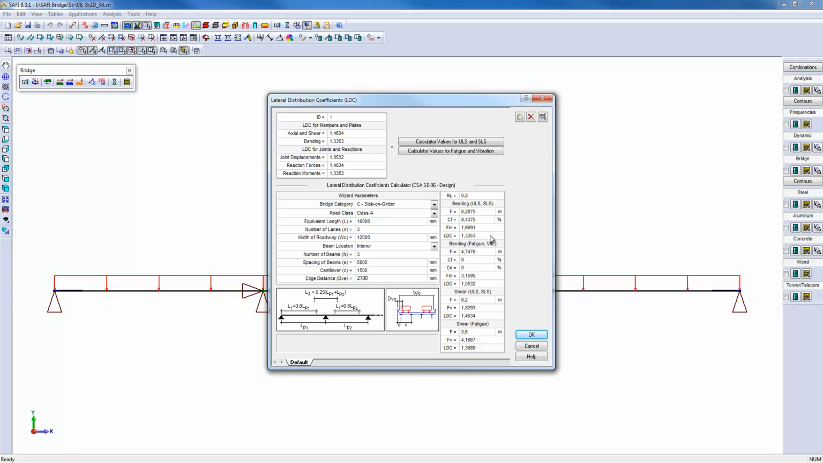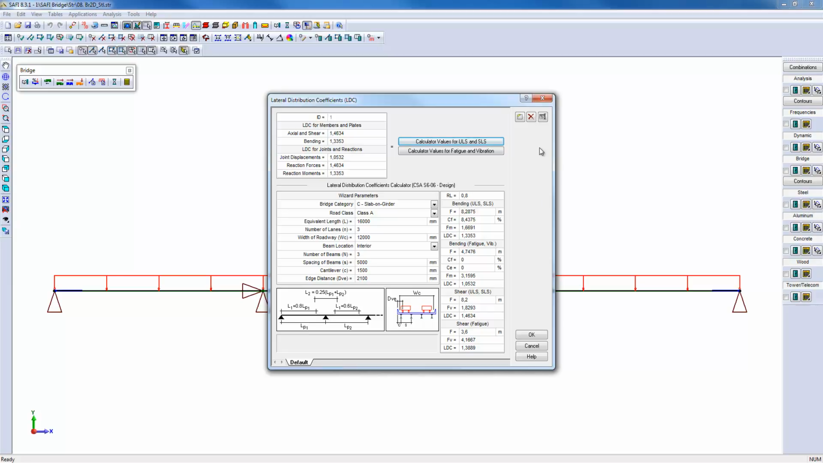SAFI calculates various lateral distribution coefficients, called LDC, applying for various limit states: for bending ultimate limit state or fatigue, and shear ultimate limit state or fatigue. Depending on the type of analysis you want to perform, we will extract the values required for the current analysis. Either it will be the values for the ultimate limit states or values for fatigue limit states. We just defined a unique lateral distribution coefficient for the entire bridge.